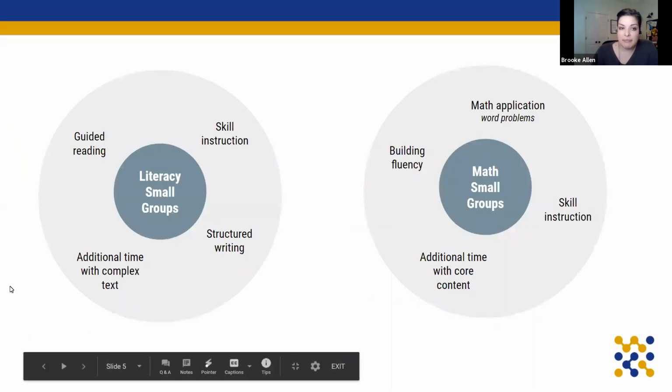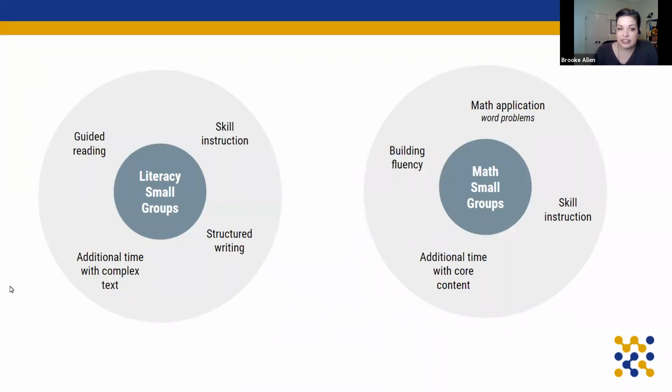So for literacy, that may look like guided reading groups, skill instruction, additional time with complex text that they may be reading in their core content class or as part of the core curriculum, or a structured writing group. For math, we're talking about groups that maybe focus on building fluency, math applications like word or story problems, skill instruction, and then additional time with core content as well. So lots of reasons that we may have small groups.